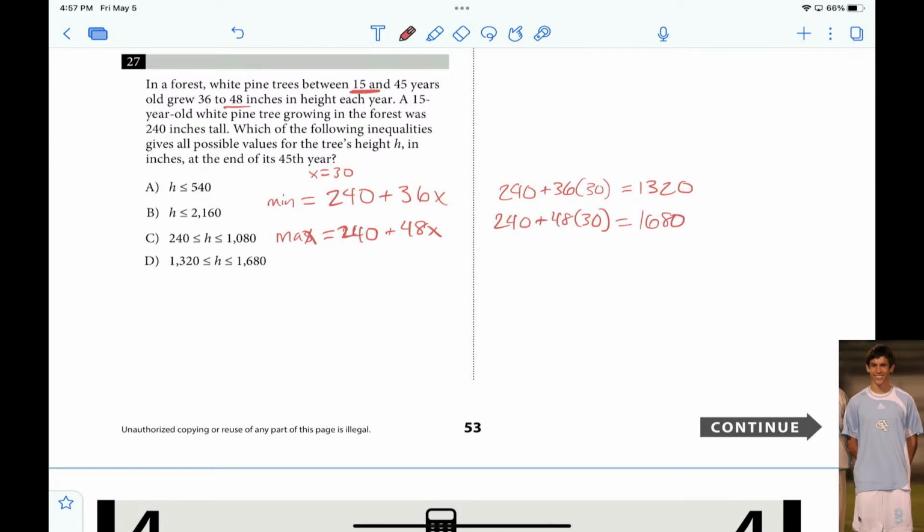So the height could be anywhere between there, because it's not necessarily going to have to grow its maximum amount each year. Maybe one year it grows 36 inches, the next year it grows 40, then it grows 36 again, then it's 45. So it can grow any amount, but it's going to at least grow that 36 per year. So it's going to be at least 1,320 inches tall. Or at most, it could grow 48 inches a year. So at most, it could be 1,680 inches tall. So the answer is D.